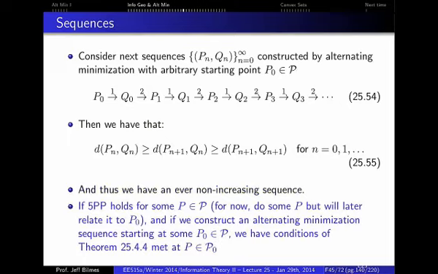And then if the 5 points property holds for some p, and if we construct an alternating minimization sequence starting at p naught, then we're going to have the conditions of this previous theorem met. Meaning, as long as we start at a particular point, we'll have the 5 points property conditions satisfied, and therefore we will have the conditions of the theorem, and we will have the convergence consequences of that theorem.